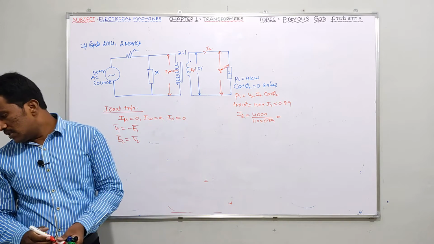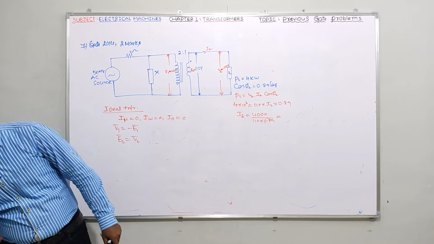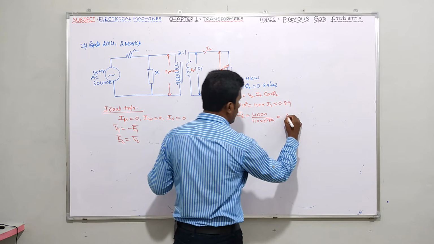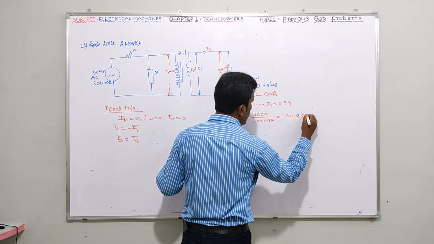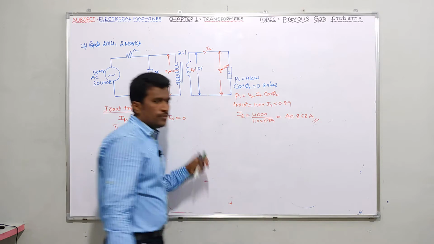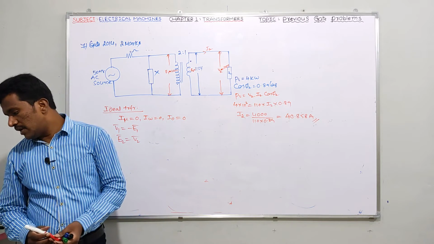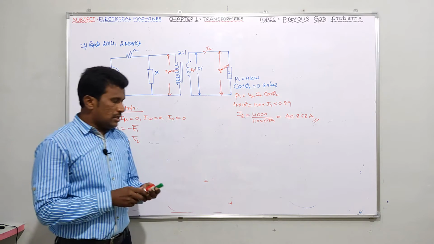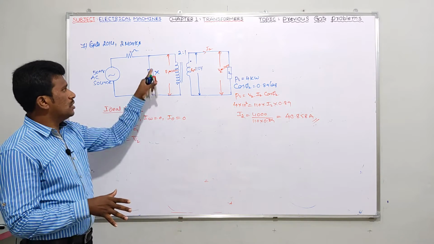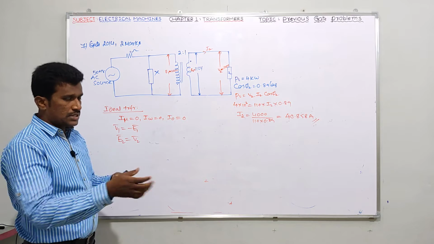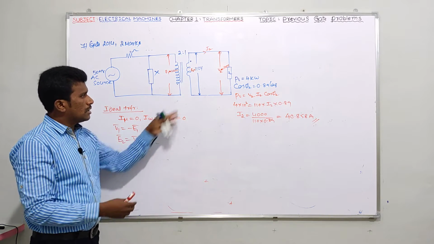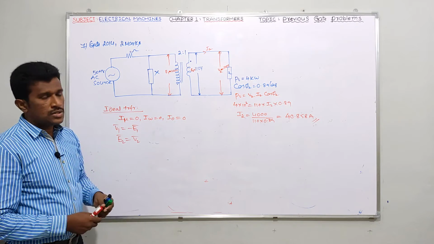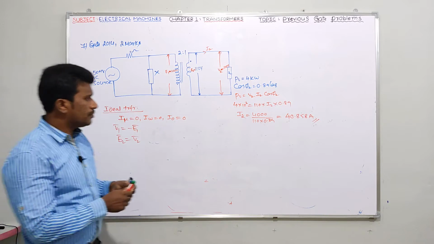Please tell me what value of I2 you are getting. 40.858 amperes. You can do it using a calculator. 40.858 amperes is the answer. Okay, I mean you are right, I am saying the I2 value. So guys, let me find I1 also. It will be useful for us in the coming sessions, while discussing this question. So try to find the I1 value also here.